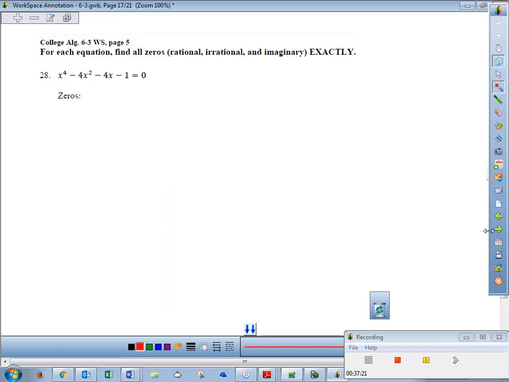2 more. 28 and 30. That's all I want to do. That's it. 28, nothing new. They just want to know, find all the roots again. So not a new concept. How many possible roots are there on 28? 4. Graph that guy.